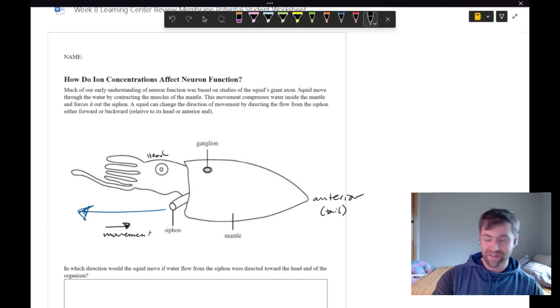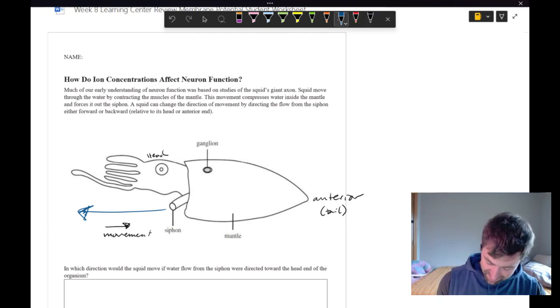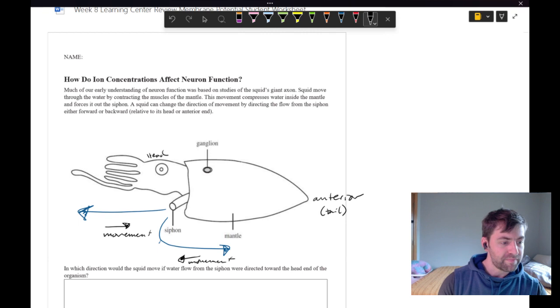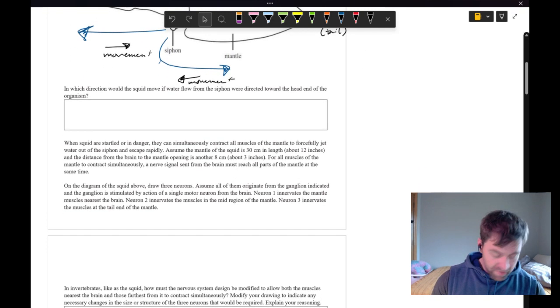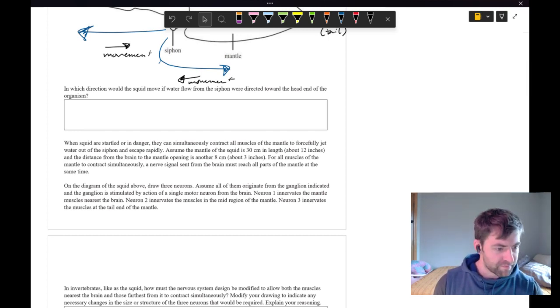Conversely, if the siphon were directed backward so that it was pointed towards the mantle, if it was pointed that way, movement would be towards the head. I don't think I need to rewrite that. Okay, the cropping has chopped off my numbers, but we're still good.